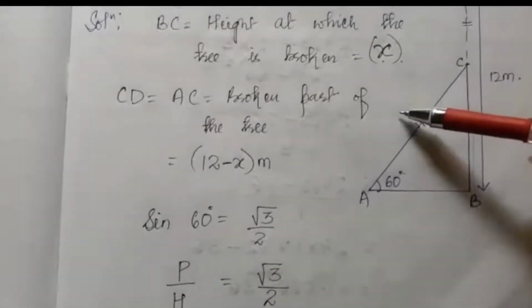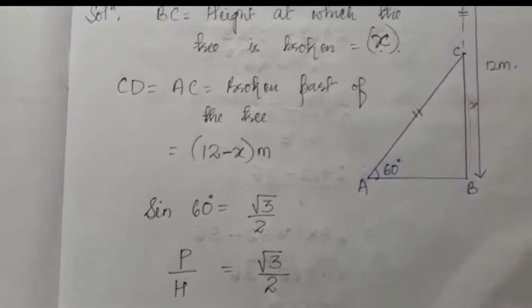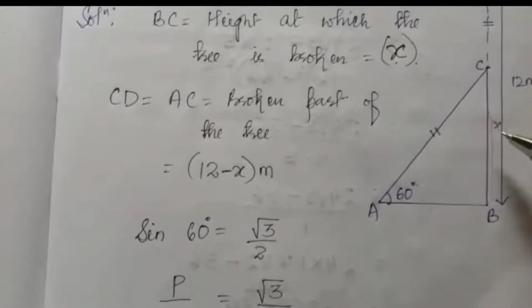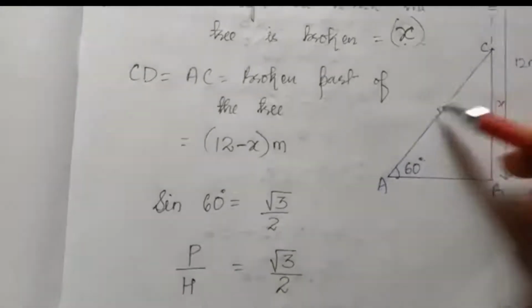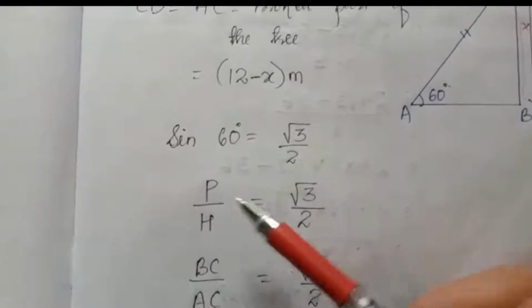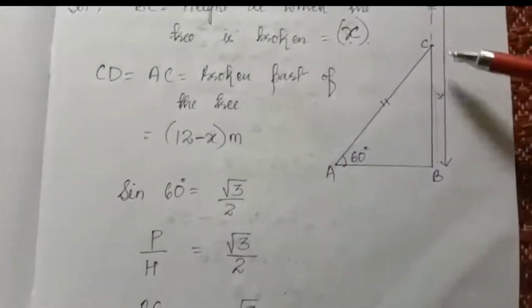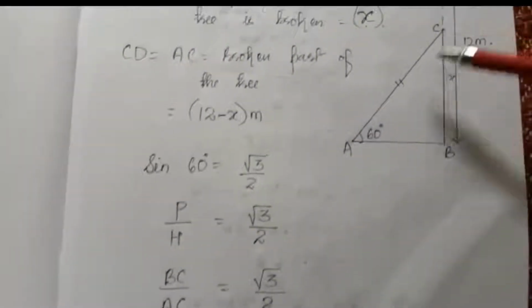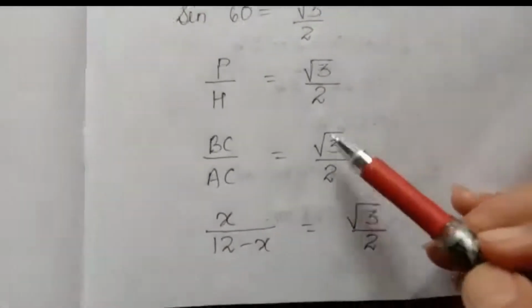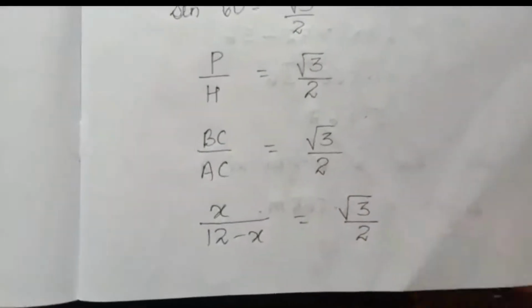So here we have perpendicular and hypotenuse. We don't have the base and it is not asked in the question. So we will deal with only perpendicular and hypotenuse. So we have to use sine. Sine 60 degree is root 3 by 2. Perpendicular is BC and hypotenuse is AC. So BC is X, AC is 12 minus X, equal to root 3 by 2.